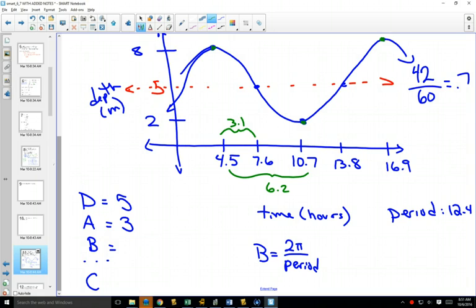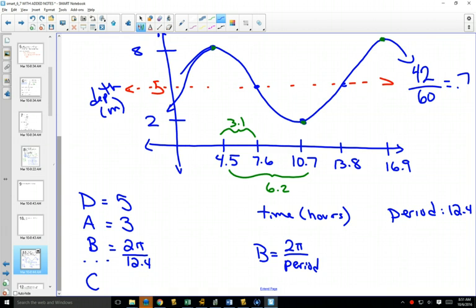So our b value is going to be 2 pi over 12.4. And I wouldn't simplify that and I wouldn't change it to a decimal. In fact, I really like writing my b value as 2 pi over something, because then I can see right from my equation that my period is 12.4.